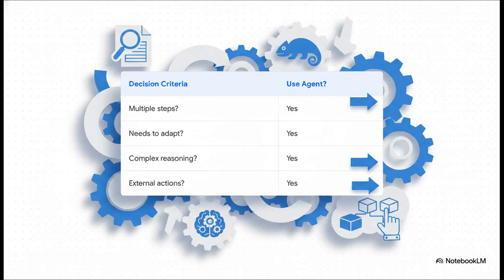So, to avoid building an overly complex agent for something like a basic FAQ bot, you should strictly use this decision matrix. Ask yourself, does the task require multiple steps that depend on each other? Does it need to adapt based on what it discovers? Does it require complex reasoning? And does it actually need to take action in external systems? If you are answering yes to most of these, congratulations, you've got an agent-shaped problem that truly requires autonomous reasoning.